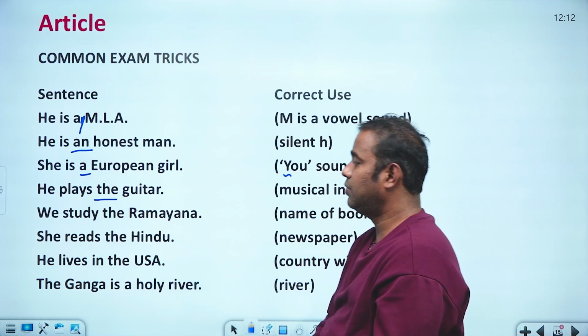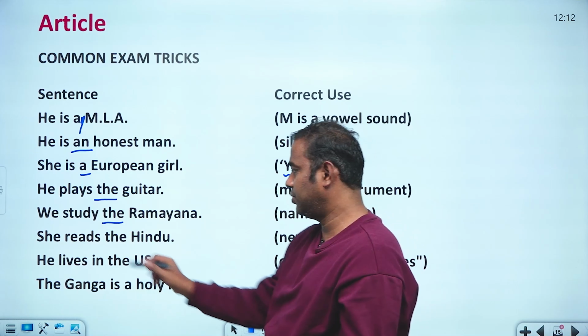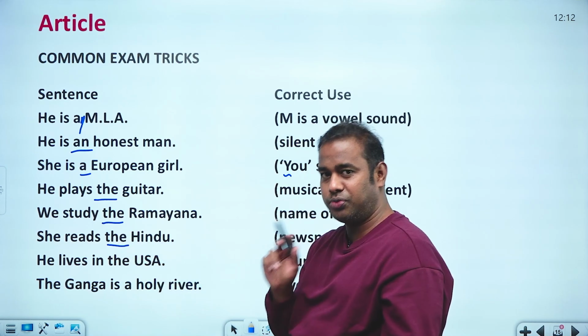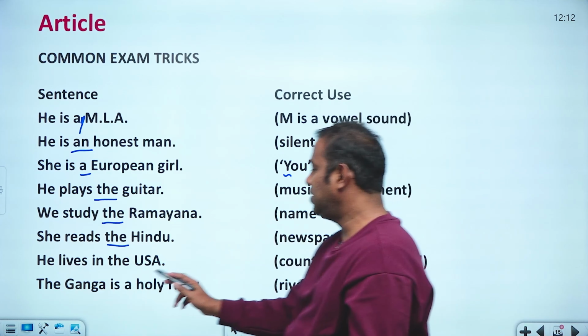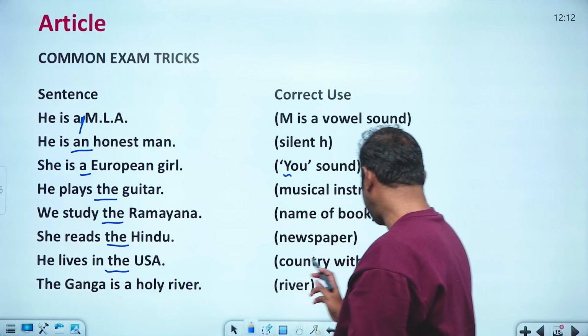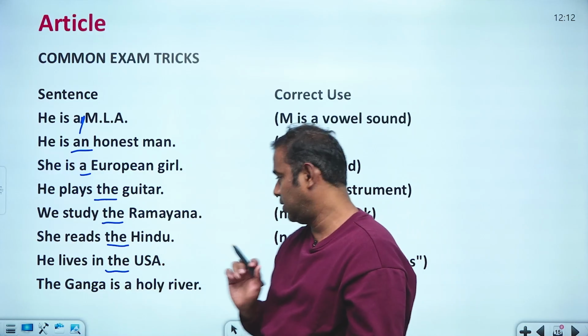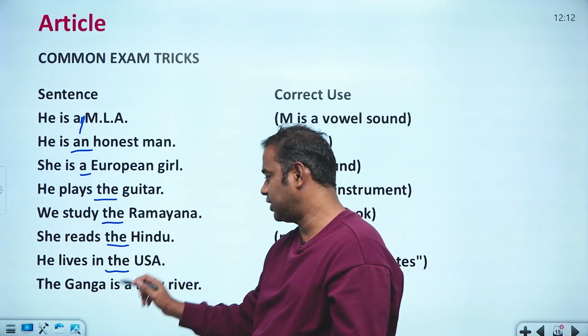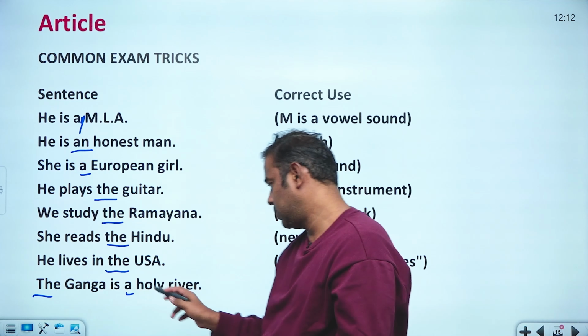Then we study the Ramayana. Ramayana is an epic, so you definitely have to use the. She reads the Hindu. Hindu is a newspaper, so in front of a newspaper generally the article the must come. He lives in the USA. The country with states, because of that we will be using the as an article. The Ganga is a holy water.